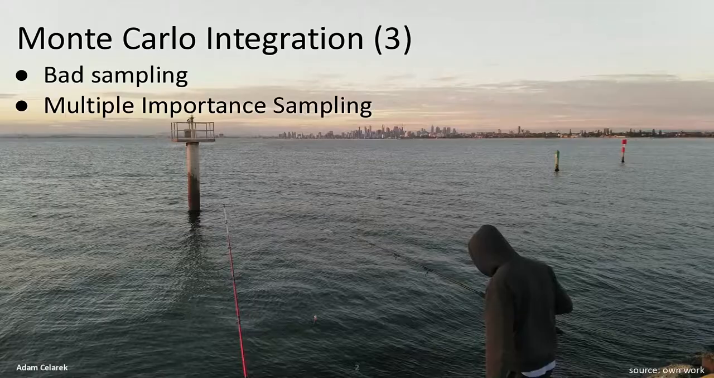As always, let's start with an overview. First, we will talk about bad sampling. That is, when a certain sampling strategy produces a lot of variance in the result. In a rendering, this is then visible as noise. After that, we will look into multiple importance sampling. This is a method to combine several sampling strategies in order to reduce this variance.